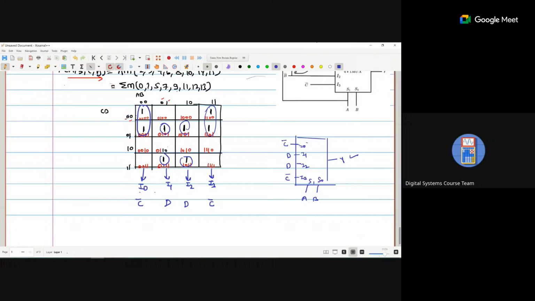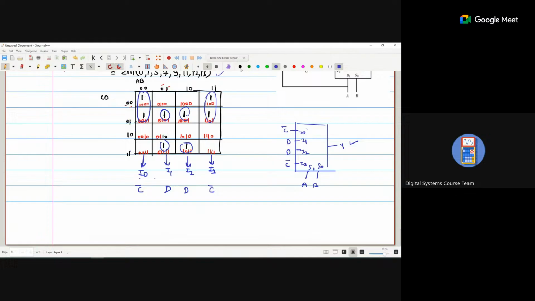This is the best way to solve when the number of terms, or the number of required input or select lines, is more than the multiplexer has. We have four inputs, but in the multiplexer we have only 2 select lines. If this type of question is given, the best way is this one. The second way is that we take a K map and simplify the Boolean expression.